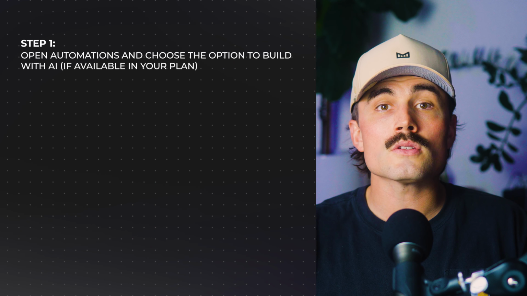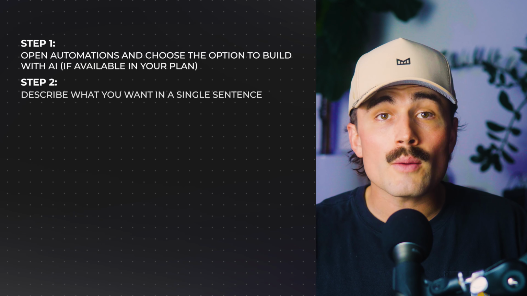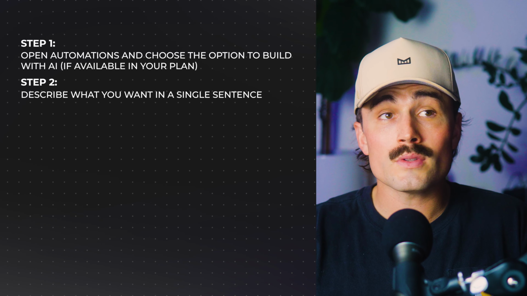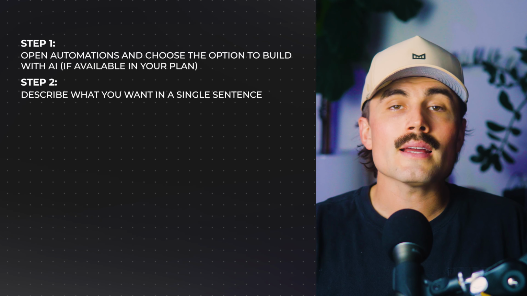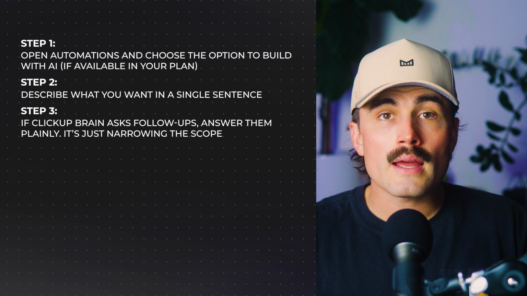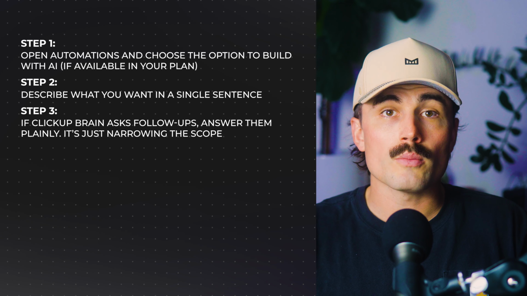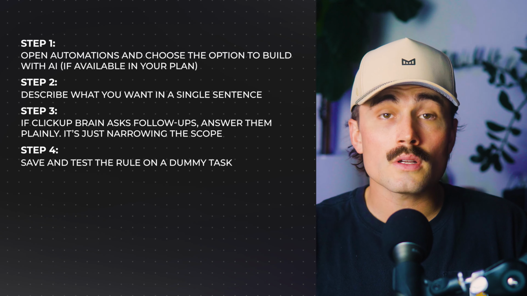So here's how to set it up super simply. Step 1, open up automations and choose the option to build with AI. It's available on your plan. Step 2, just describe what you want in a single sentence. For example, when status is set to review, assign to Alex and give them 2 days. Step 3, if ClickUp Brain asks follow-ups, answer them plainly. It's just narrowing the scope. Step 4, save and test the rule on a dummy task.